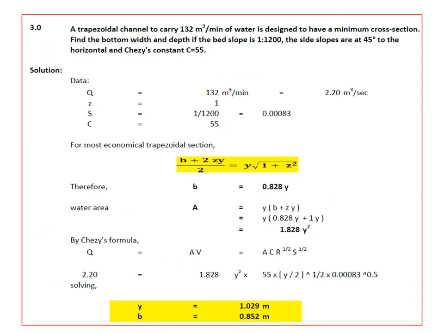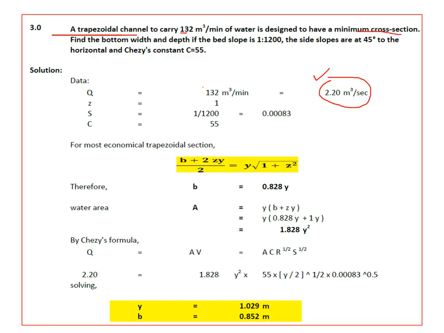So that's the problems on rectangular channels. Now we'll take problems on trapezoidal channel sections, which are very important. A trapezoidal channel will carry 132 meter cube per minute as a discharge. Divide by 60 to convert into meter cube per second, so we get 2.2 meter cube per second. It is designed to have a minimum cross section, in the sense that it is the most economical channel section. We have to find the bottom width b and also the depth.